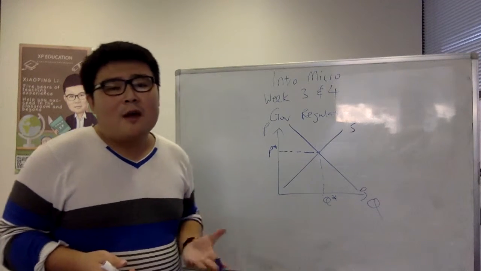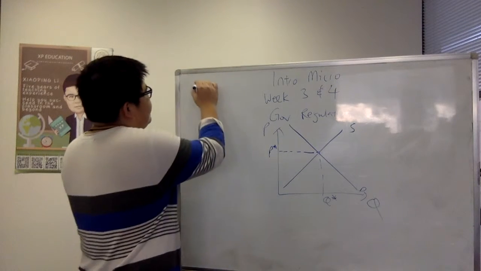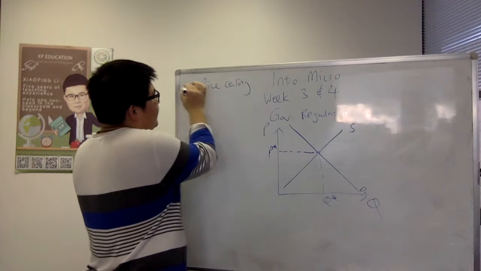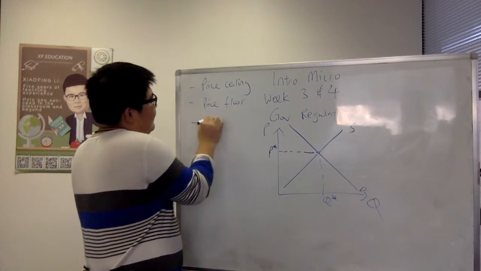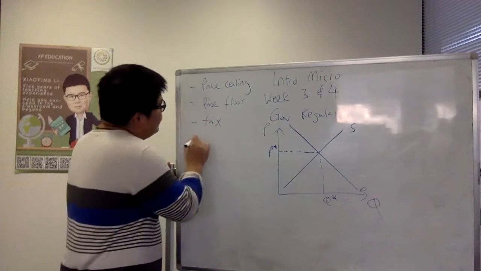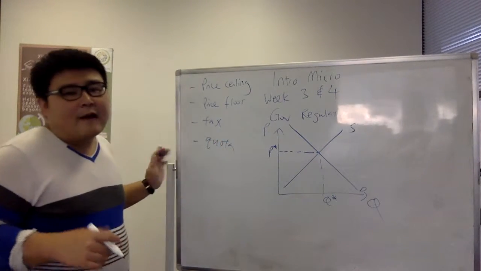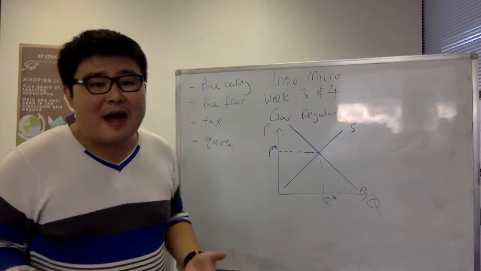So what are the typical government regulations that we talk about? The first one is obviously the price ceiling. The next one is a price floor. Okay, we have some sort of a tax, could be a unit tax, could be a lump sum tax, and then of course we have some sort of a quota, yes? So there are 4 main regulations that a government can impose on the market, yes?